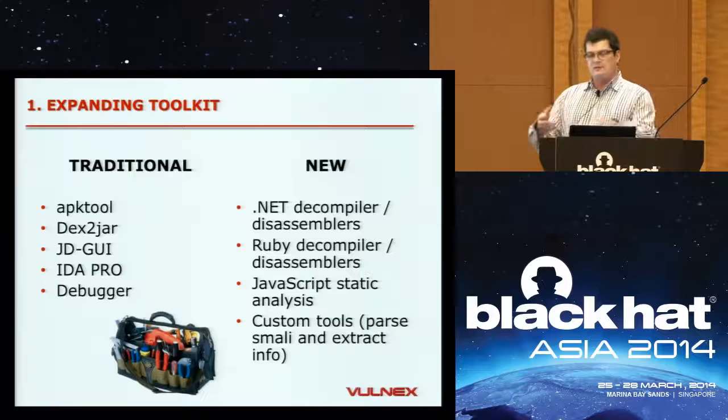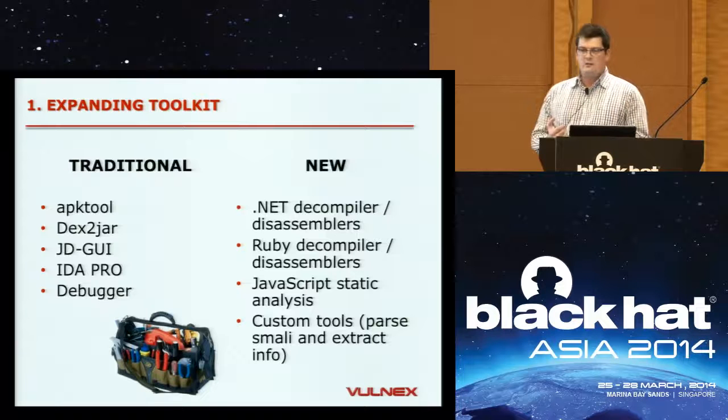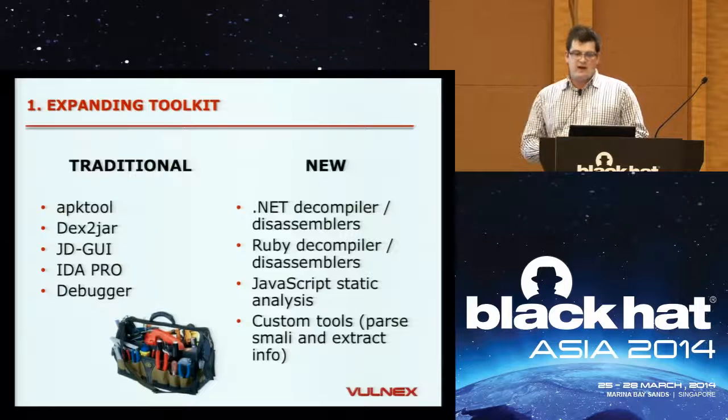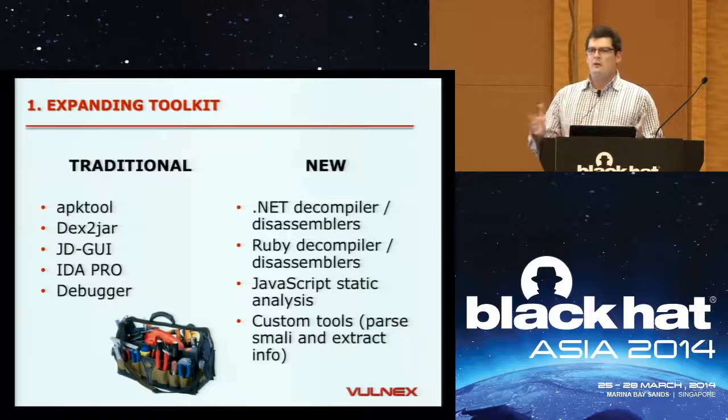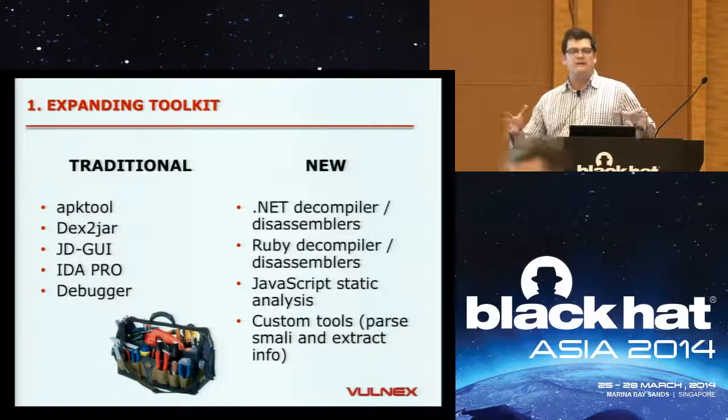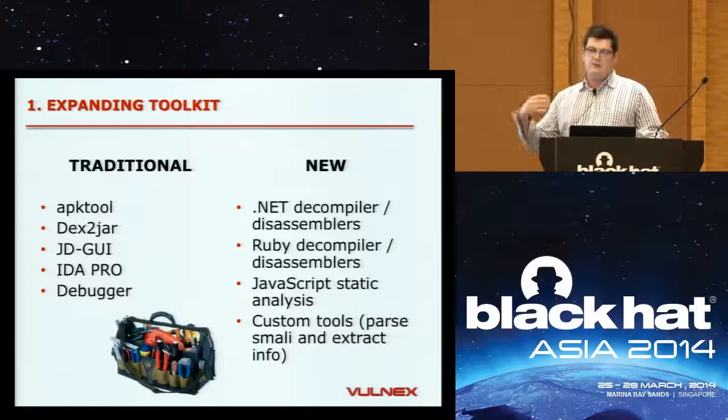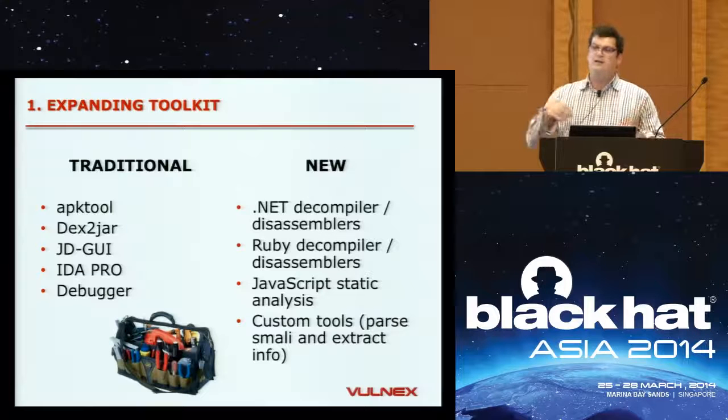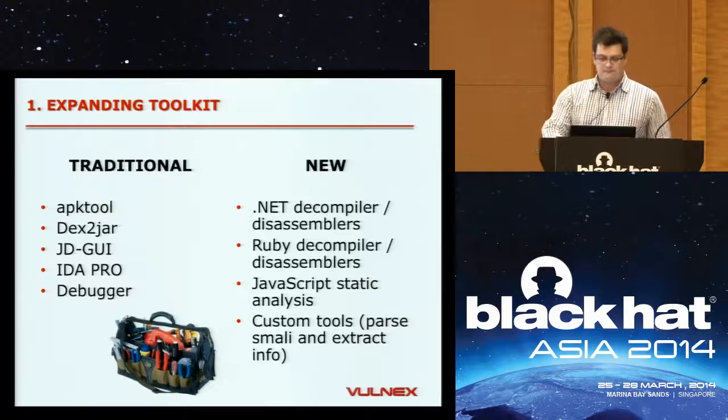Before, we just focused on Android and iPhone apps. But now we have to include these new tool sets as well in our toolbox when we are doing mobile reversing. So now we have to think about .NET decompilers, Ruby decompilers, a bit hard, and we will talk about it. JavaScript static analysis, there is a lot of JavaScript in apps, so we want to review those files. And we will also write some custom tools, and I will show you why we want to do that. So now our toolkit is expanding to include all these things. I mean, things we already know, but we have to include them in the mobile toolkit, right?